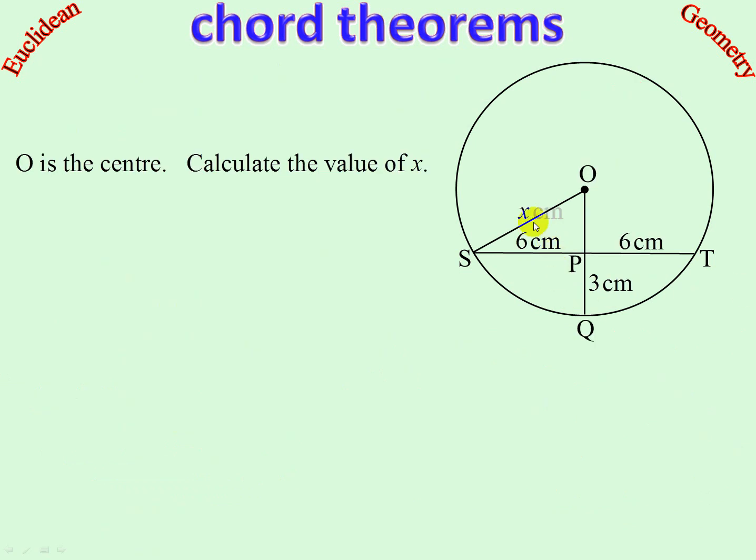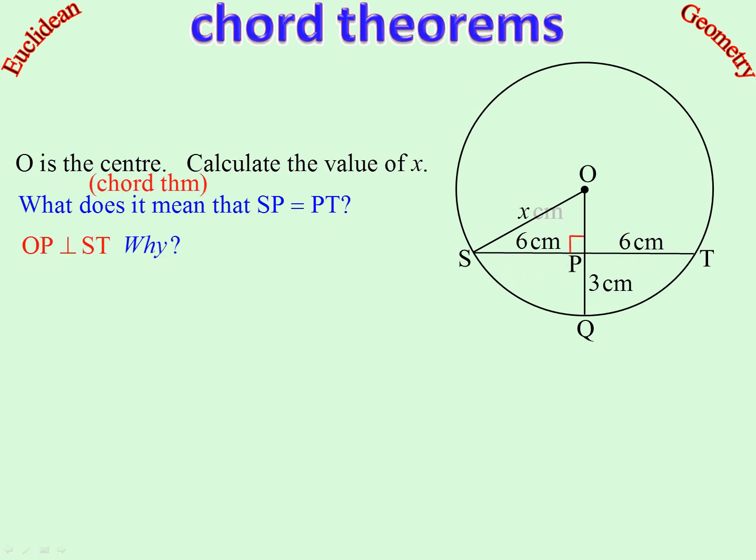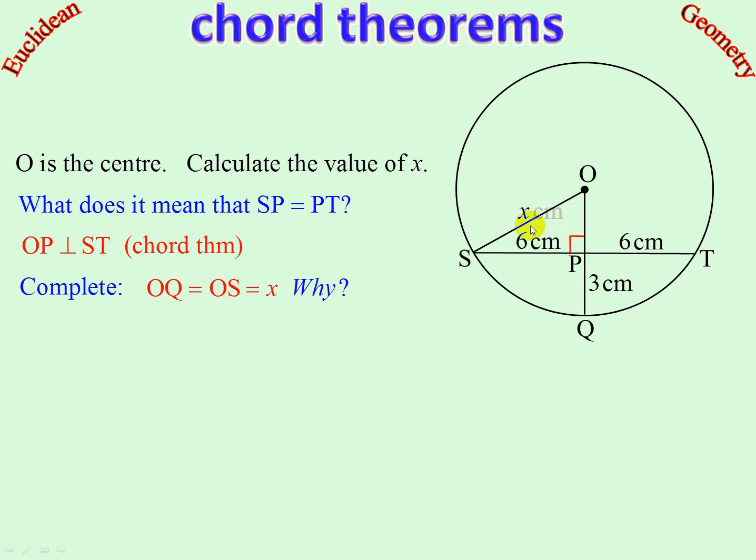Find the value of x. SP equals PT. Notice both 6. What does that mean? Yes, a right angle. Reason being chord theorem. Now, complete. OQ equals what? Hopefully you see it. OQ is equal to OS, which is x. The reason being they are both radii.